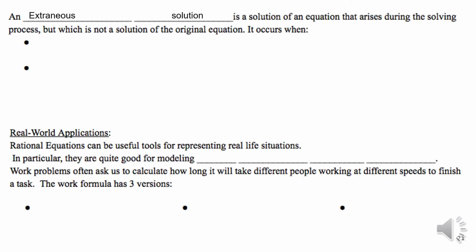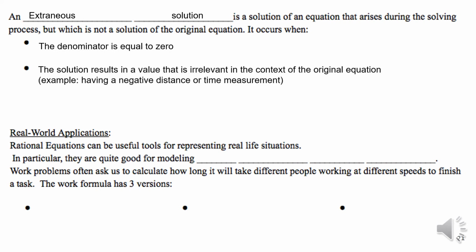An extraneous solution is a solution of an equation that arises during the solving process, but which is not a solution to the original equation. It occurs when the denominator is equal to 0, as in the example before, or when the solution results in a value that's irrelevant in the context of the original equation. For example, say you're calculating the distance or time it takes something to happen. It doesn't make sense to have a negative distance or a negative time. Therefore, those, quote, solutions would be labeled extraneous.